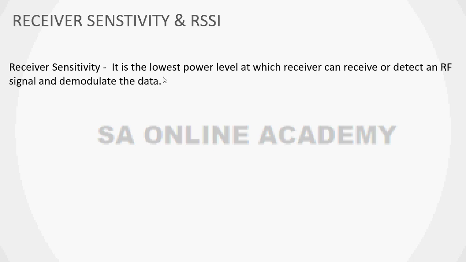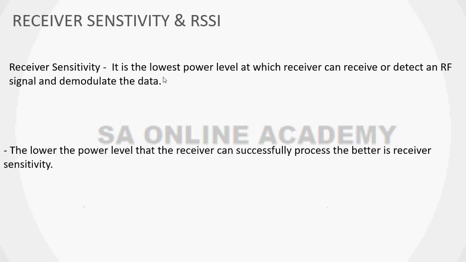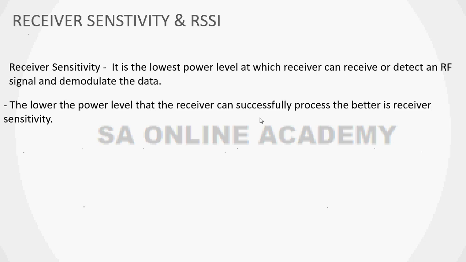The lower the sensitivity value is, the better the receiver is working. If I can listen at the lowest power level, then I am a very good receiver, and I can hear even very small signals which are coming to me. So receiver sensitivity should be as low as possible, meaning the receiver is able to listen to the lowest power level. The lower the power level that the receiver can successfully process, the better the receiver sensitivity.